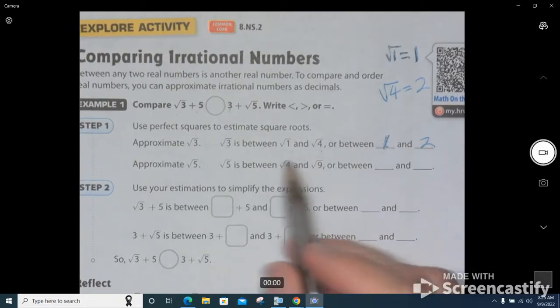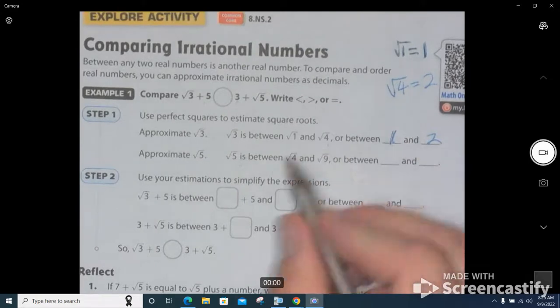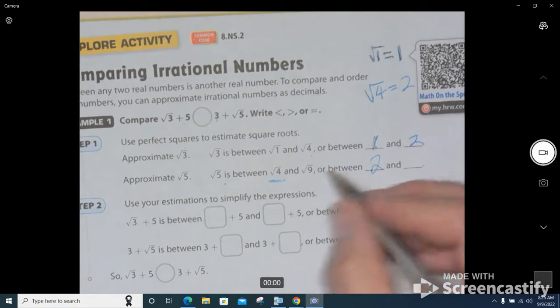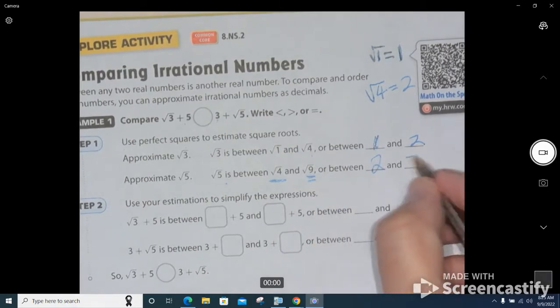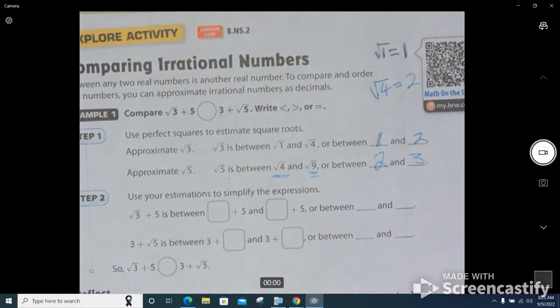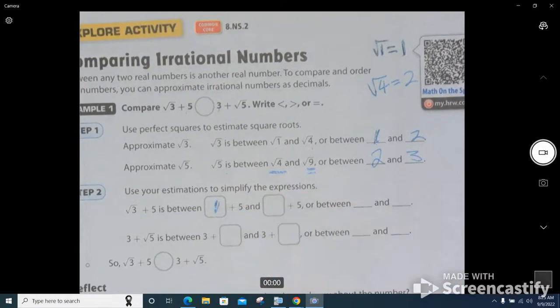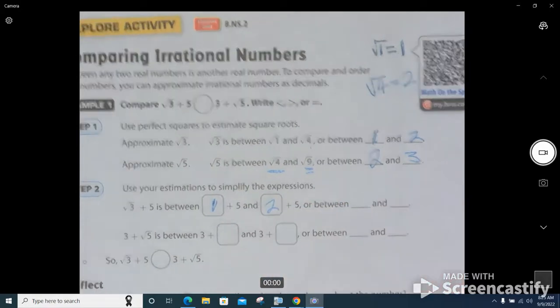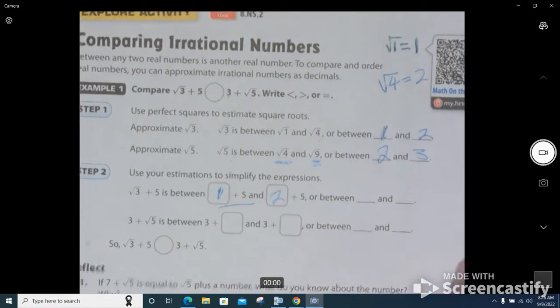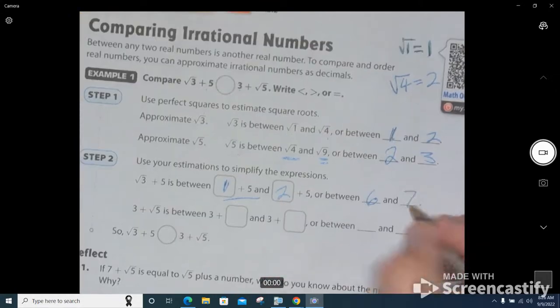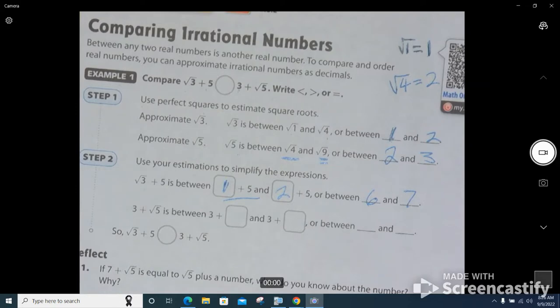Now we'll do the same thing for the square root of 5. That's between the square root of 4, which is 2, and the square root of 9, which is 3. So we can think of this a couple ways. The square root of 3 plus 5 is between 1 plus 5 and 2 plus 5. What's 1 plus 5? 6. And then 2 plus 5 is 7. So it's between 6 and 7.